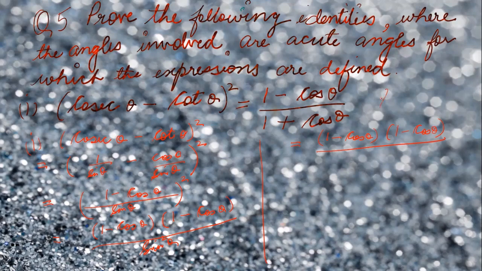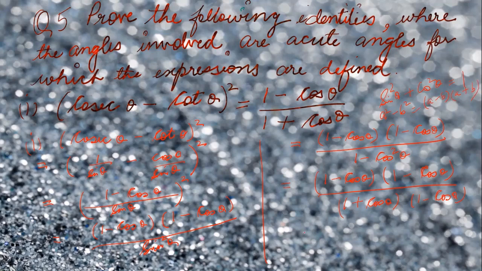Now here, as you know from the first identity, sine square theta plus cos square theta is 1. So you can write sine square theta as 1 minus cos square theta. So 1 minus cos theta, 1 minus cos theta, and you can write the denominator as 1 plus cos theta and 1 minus cos theta, since a square minus b square is a minus b, a plus b.